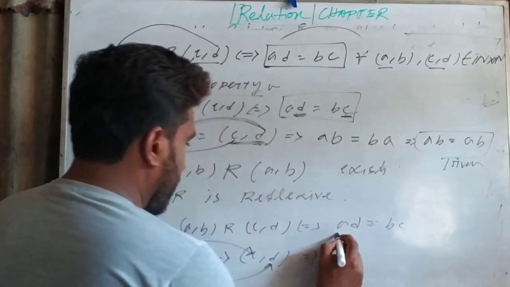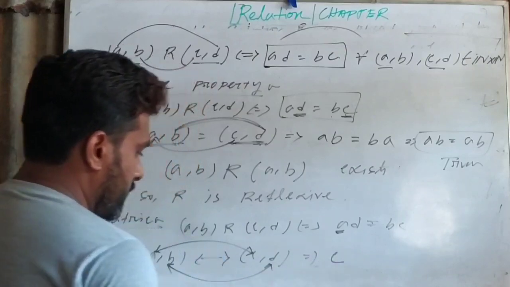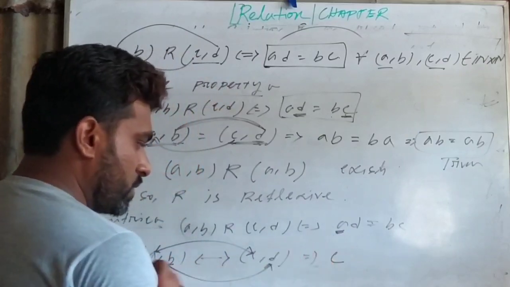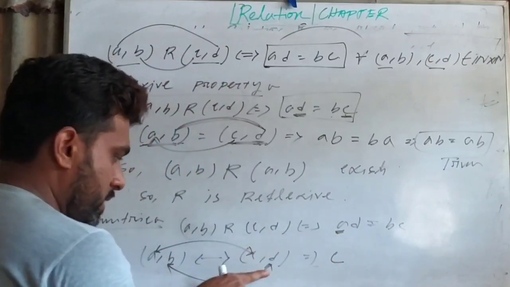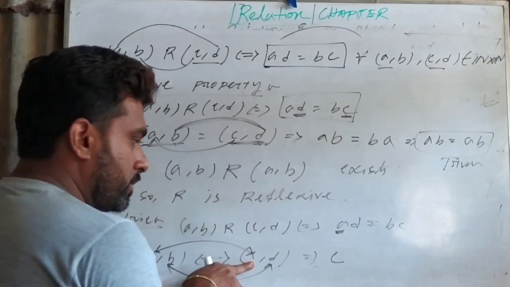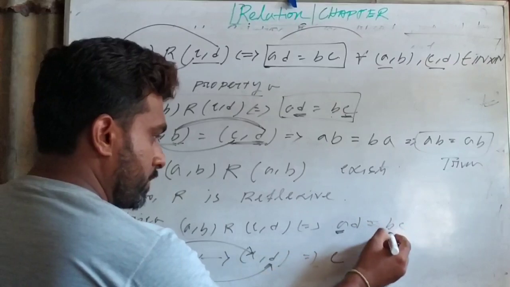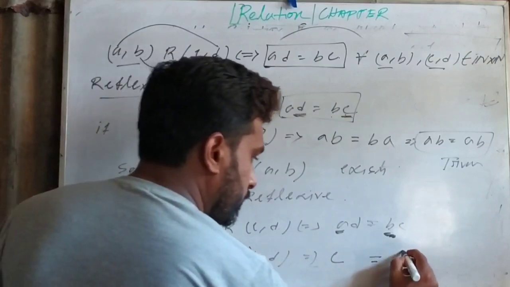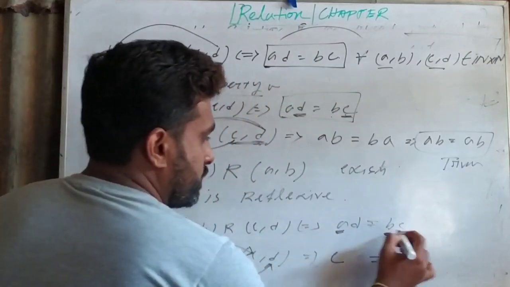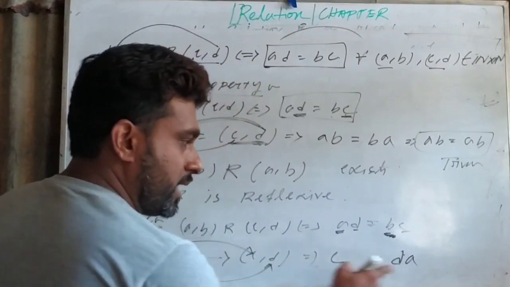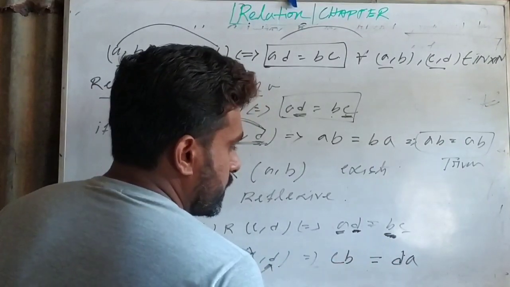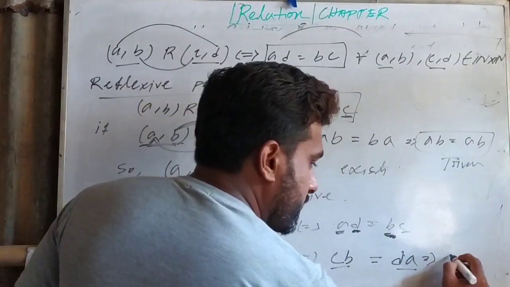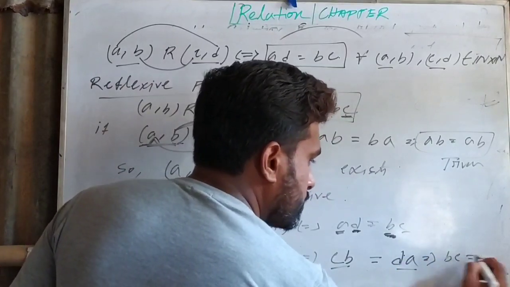So in place of A, what should I write? C. Okay, and in place of B, what? D. Okay, now in place of C, A, and in place of D, B. So here CB equals to DA. So this can be written as BC. CB means BC equals to AD.